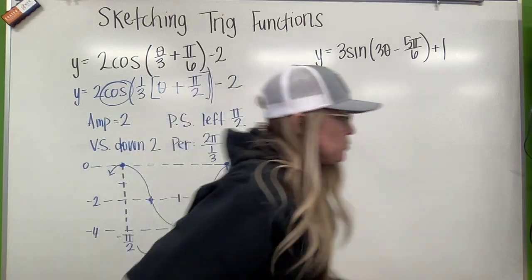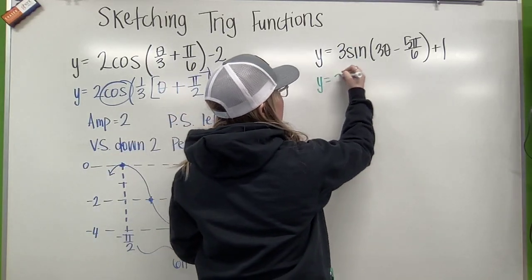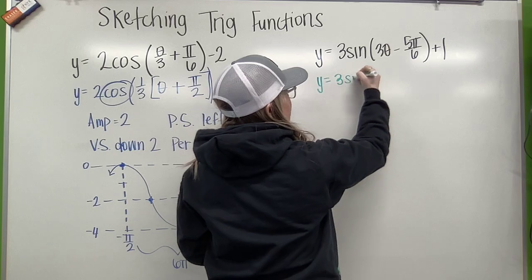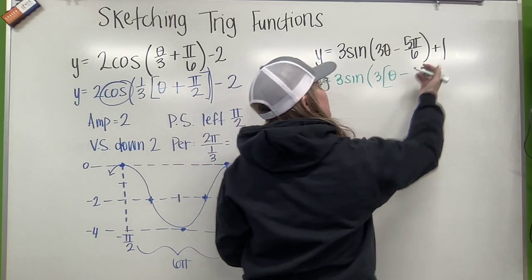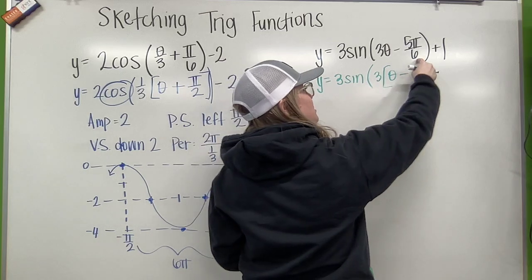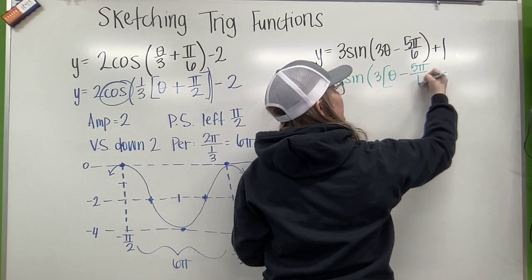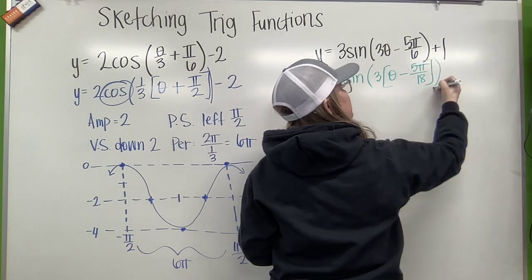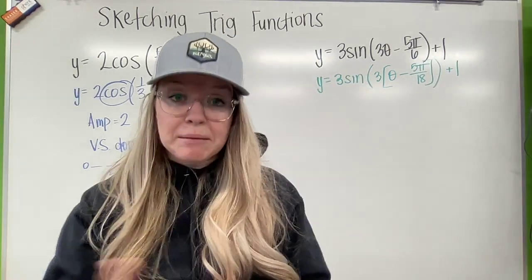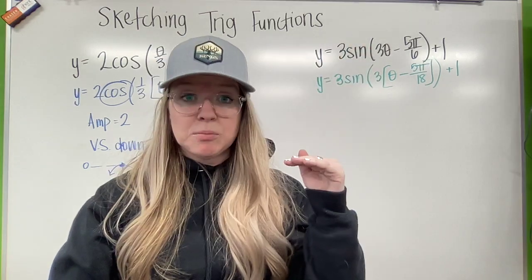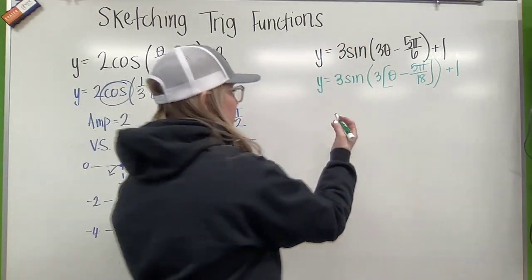So, with this one, I'm going to start by factoring again. So I'm going to factor out this 3. So if I divide by 3, I'm going to have to divide this by 3, which is going to change this to 5 pi over 18. Factoring out that 3 is the same as multiplying by 1/3. So all I did was multiply that fraction by 1/3. So now I'm ready to interpret here.